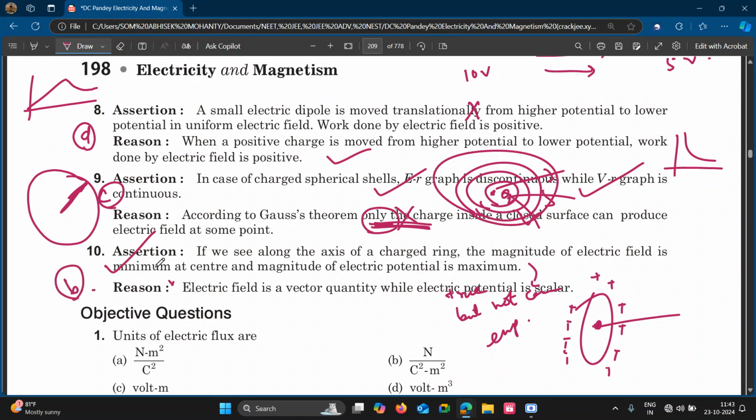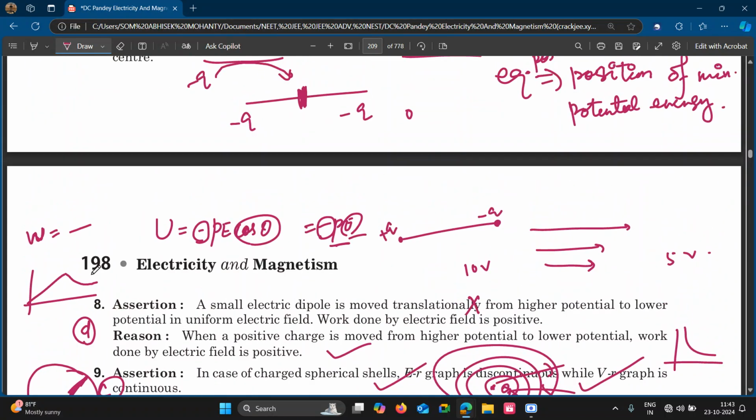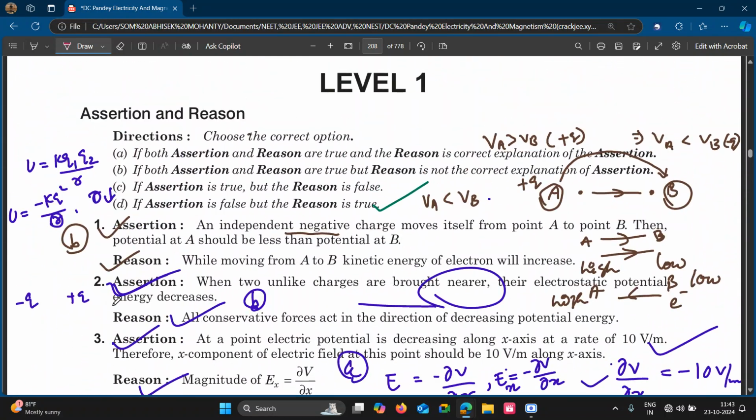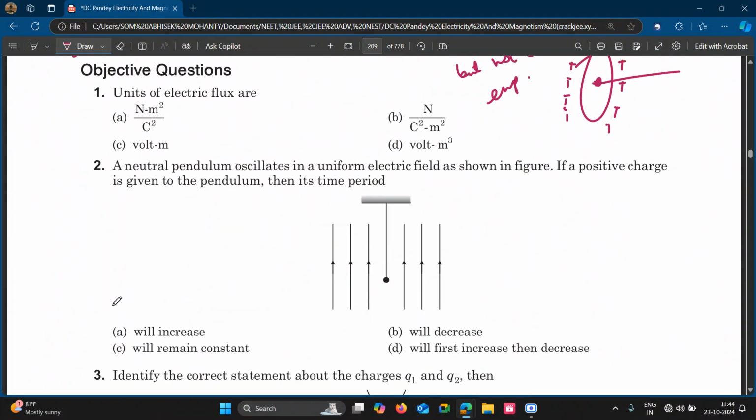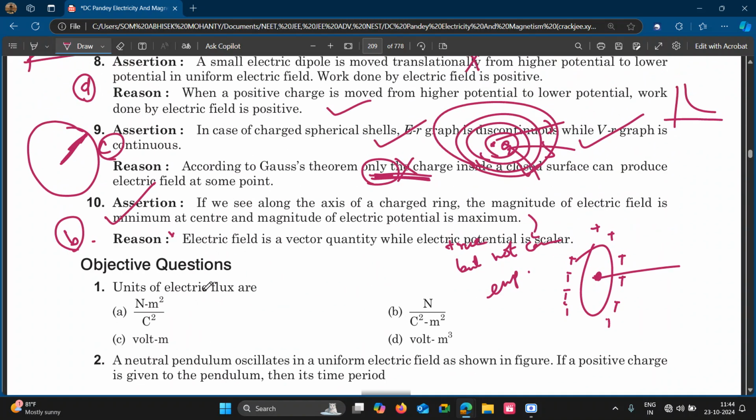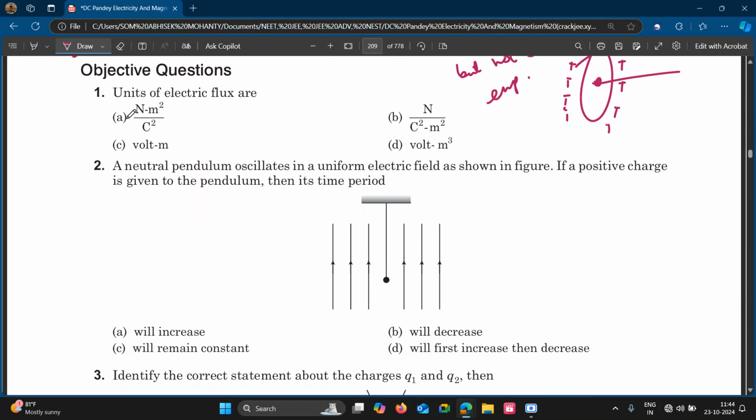So these were assertion reason questions. I hope these are very important because 4 or 5 marks are coming from here in board exams. So you should be prepared for it. Okay. So let's do some MCQ questions. Okay, objective type questions. Let's try.